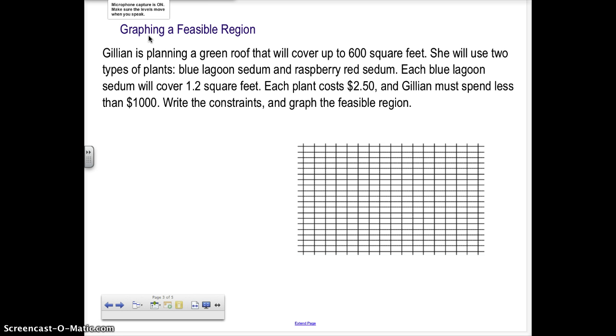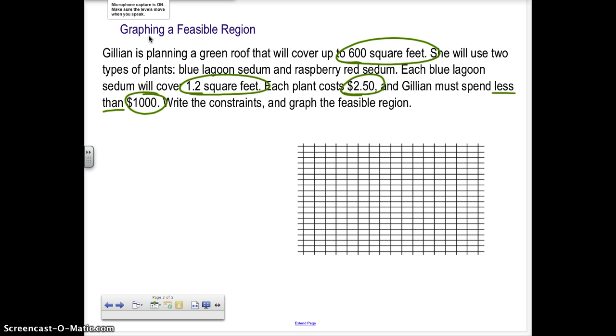Jillian is planning a green roof that will cover up to 600 square feet. She will use two types of plants, Blue Lagoon and Raspberry Red. Each Blue Lagoon will cover 1.2 square feet. That is important information. Each plant costs $2.50, and Jillian must spend less than $1,000. So you need to write the constraints and graph the feasible region.